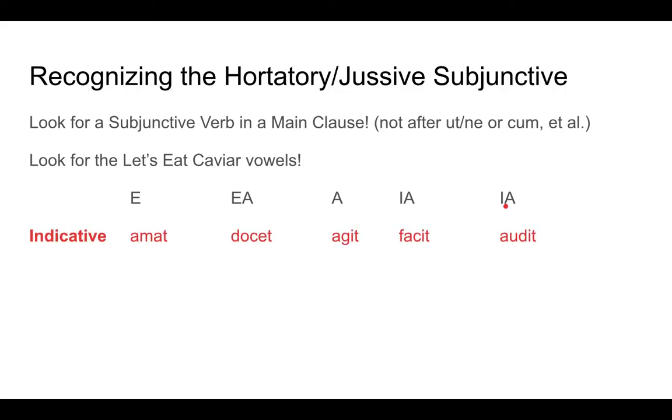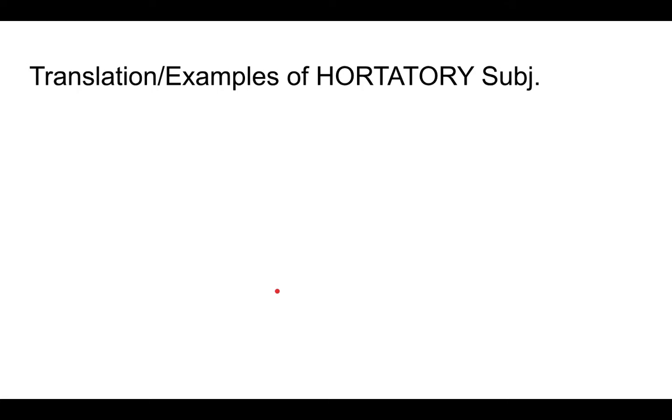Just to remember, the purpose of those vowels is to distinguish them from the indicative. Amat would be present indicative, docet, second conjugation, agit, third, facit, third io, audit, fourth. These all kind of look similar in third and fourth. But in the subjunctive, here we go. Amat becomes amet. Docet becomes doceat. Agit becomes agat. And then third io and fourth both become ia: faciat, audiat. So you're looking for a let's eat caviar vowel verb in a main clause.